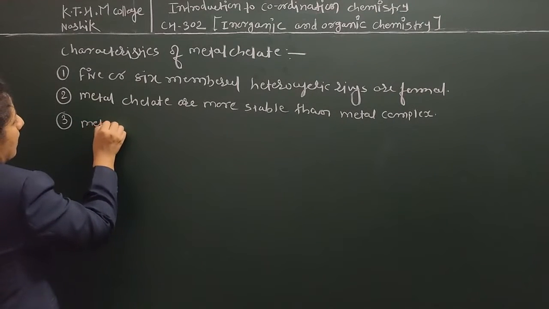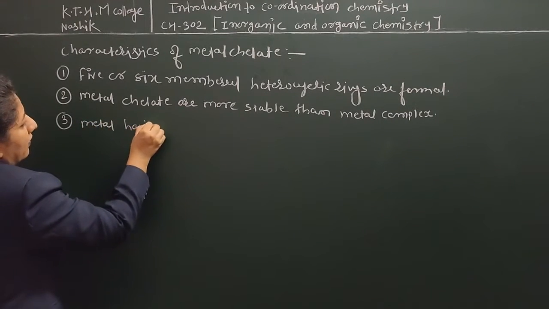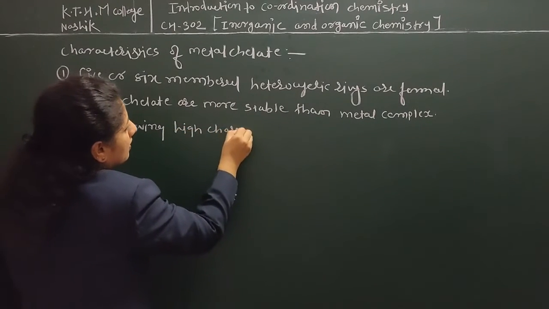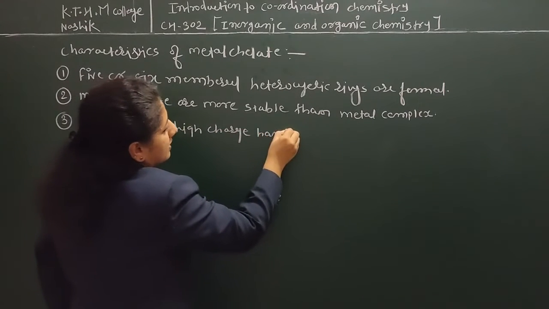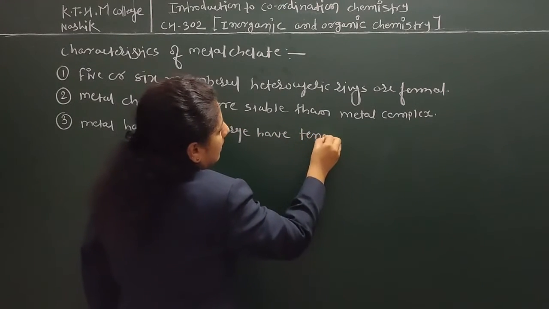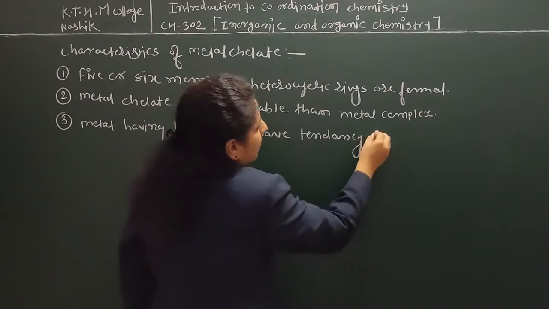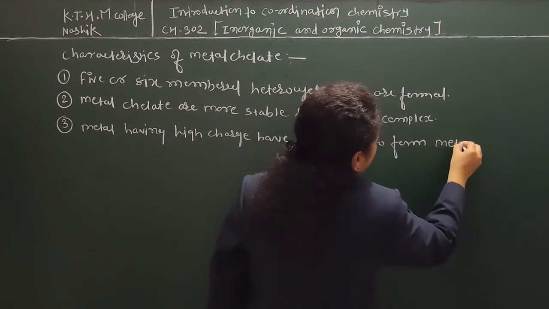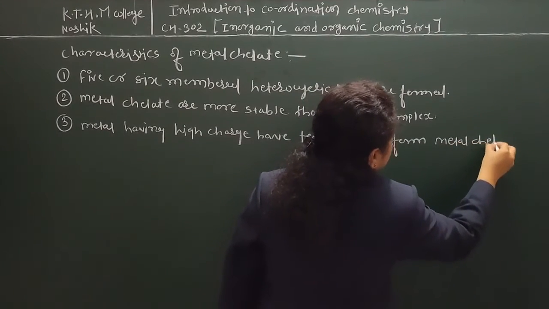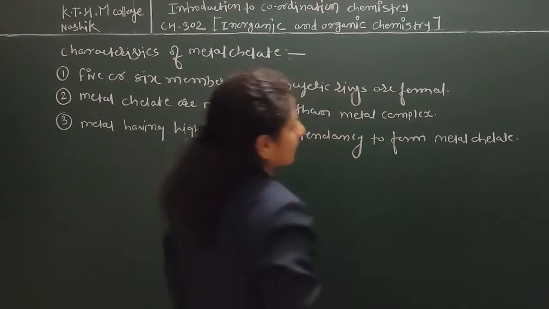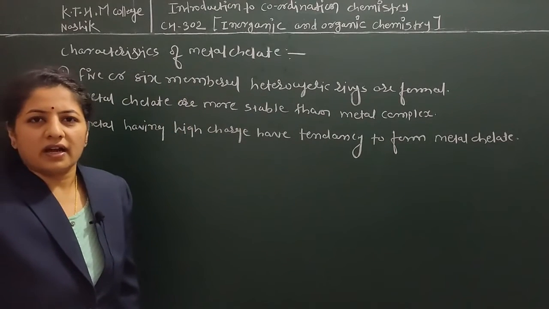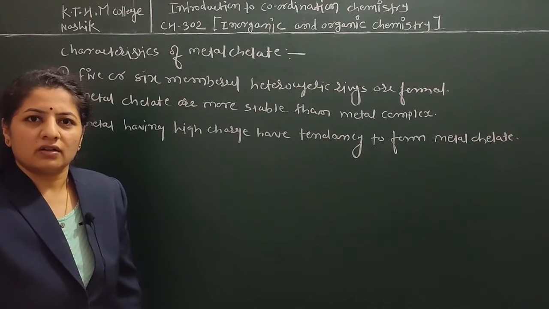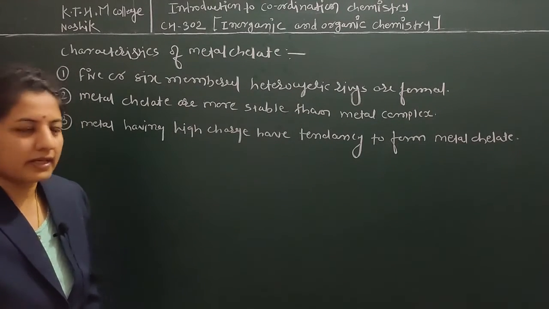metal having high charge has a high tendency to form metal chelate. High charge means there is a high tendency to donate. So if there is more donation, there is more tendency to form metal chelate.